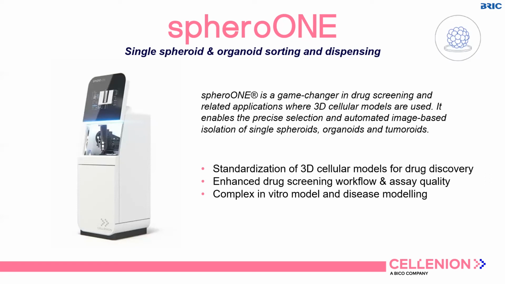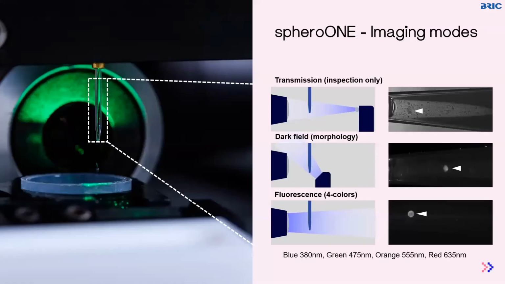Some wells will have large spheroids, some wells will have small spheroids. It takes a lot of space in your incubator because each 96-well plate will contain only 96 spheroids, obviously. What we offer with the spheroONE is a new approach. And we have also implemented a new mode of visualization compared to the CellenONE. We implemented dark field imaging, which allows us to get very nice images of those particles.